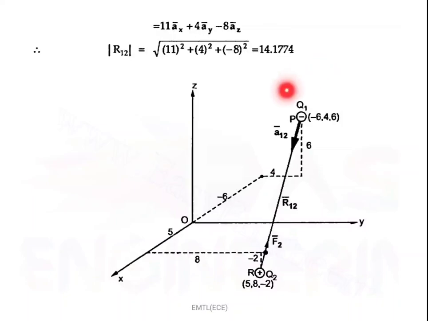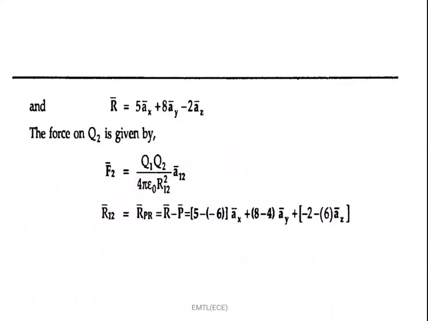So here these points can be represented in an x, y, z coordinate system. Depending upon their coordinates, this is the position of P, and depending upon the coordinates of R, this is the position of Q2, and the distance between these two points is R bar 12. Here the unit vector which indicates the direction along this distance between the two points is A bar 12. So finally we get the values of R12 bar and R12.